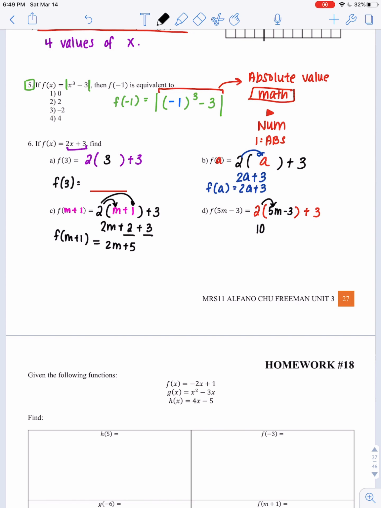That gives you 10m minus 6 plus 3. Let's combine like terms. Negative 6 and positive 3. That gives you a negative 3. We're going to bring down our 10m. So f of 5m minus 3 equals 10m minus 3.